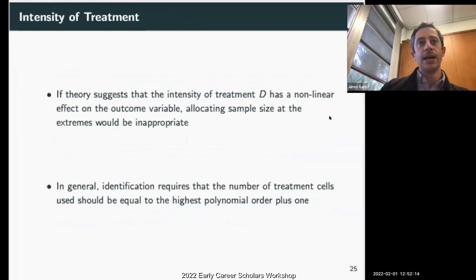If, however, our theory predicts a nonlinear response to treatment, then we need to make some adjustments to maximize power, because we can no longer put half at the extreme and half in the control. So instead, identification is going to require that the number of cells that we use should be equal to the higher polynomial order plus 1. So if we want to test a quadratic effect, we're going to need 3 treatment cells. And if we want to test a cubic effect, for example, we're going to need 4, et cetera, et cetera.